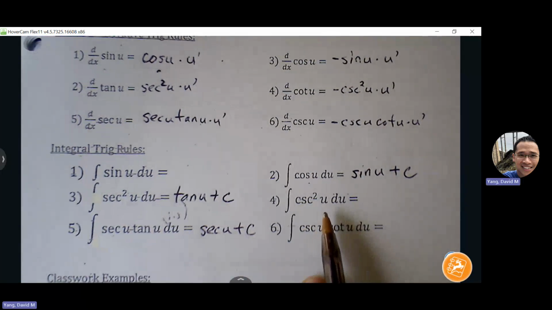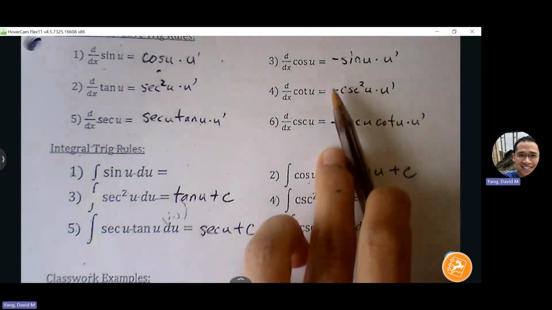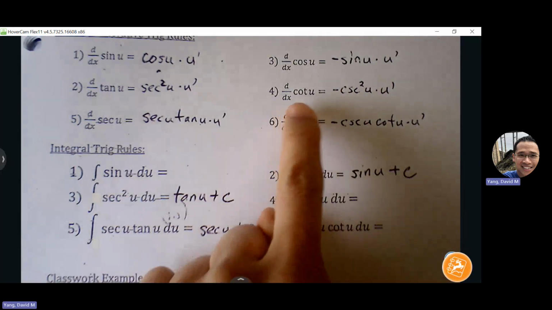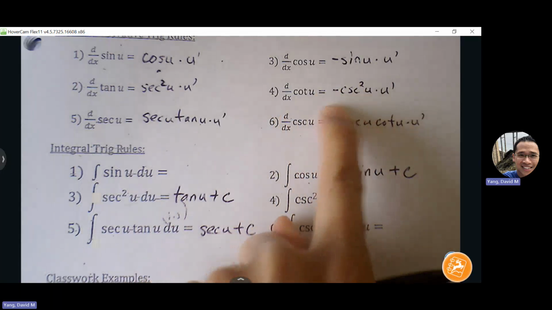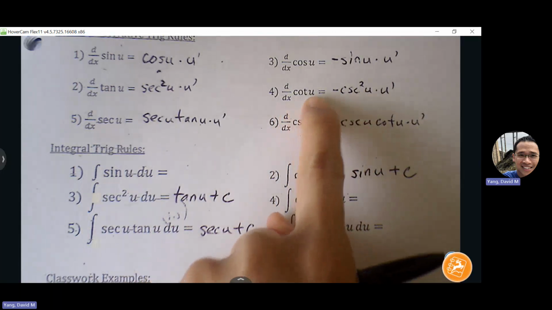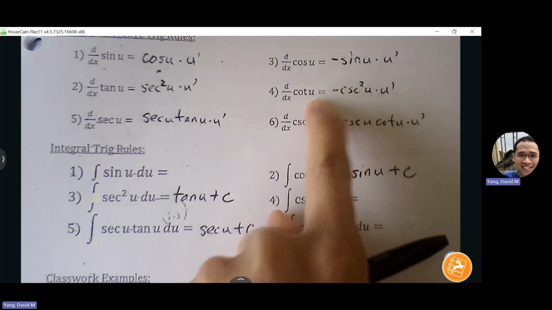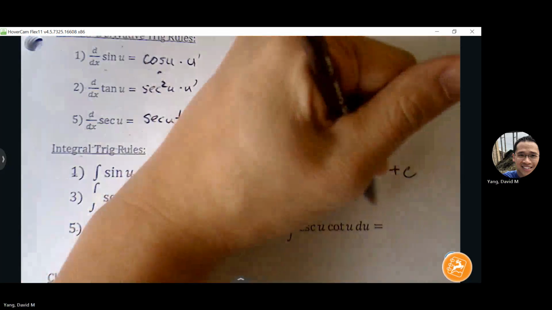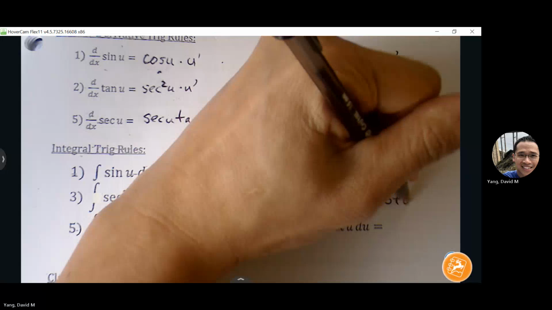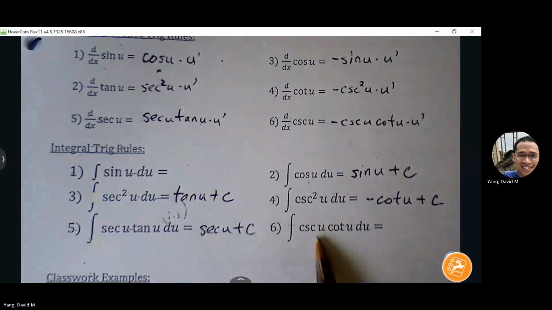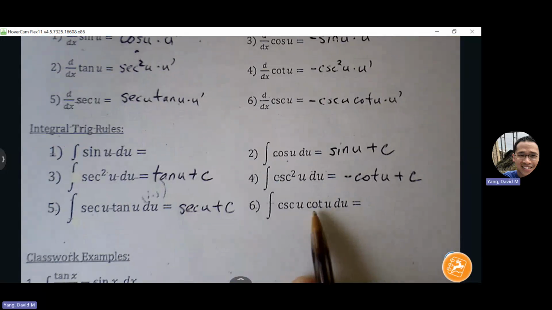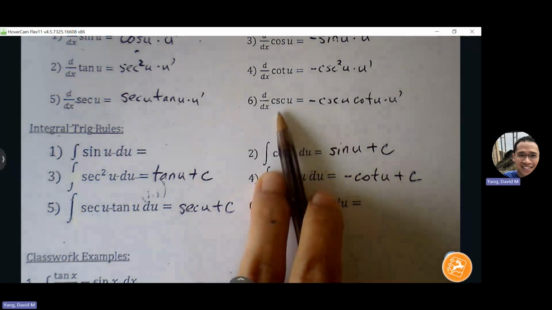Okay, cosecant squared. Yeah, so the negative has to go somewhere, right? If the integral of negative cosecant squared is a positive cotangent, then the integral of a positive cosecant squared must be a negative cotangent. All right, what do you think the integral of cosecant cotangent is? Negative cosecant u plus c.